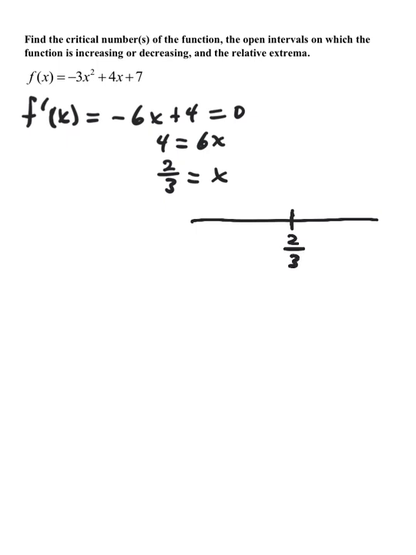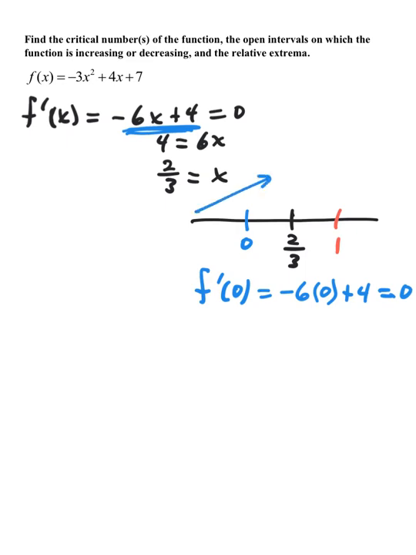Okay, so mark off your critical number on a number line. Let's pick a number smaller, a number larger. Substitute these into the first derivative, which was back up here. Let me write this underneath, that way it looks a little better. Our rate of change at 0, negative 6 times 0 plus 4, that's positive. Our graph increases in this interval.